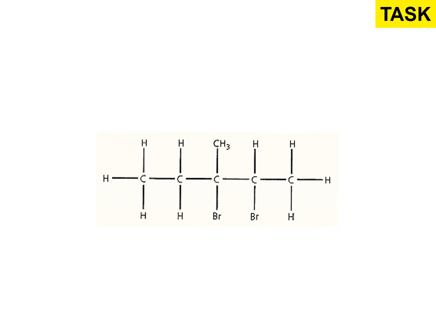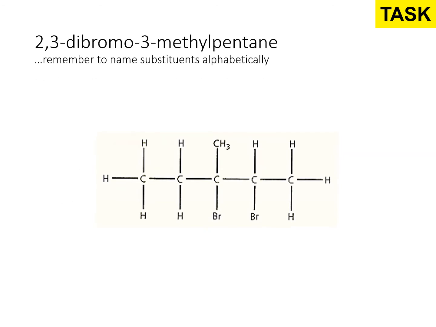In this example, we have a branched structure and also a bromo group on it. So again, you look for the longest chain, and in this case it is 5 carbons, so it is pentane. And then we number where we find our methyl group and our bromo groups. So in this case it would be 2,3-dibromo-3-methylpentane. The bromo comes before the methyl because B comes before M in the alphabet. We go for 2, 3, 3 instead of 3, 4, 3 because we go for the lowest numbers.